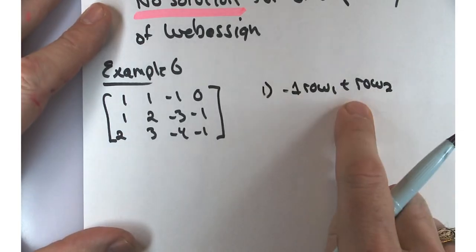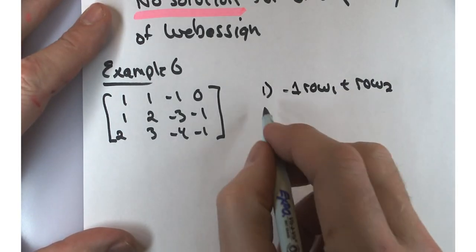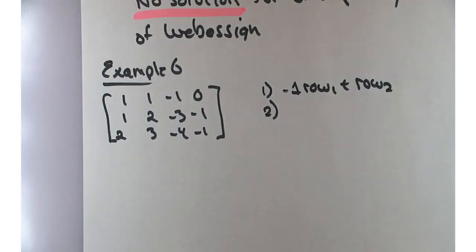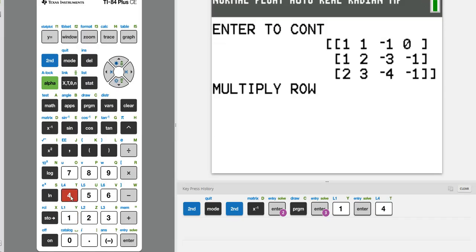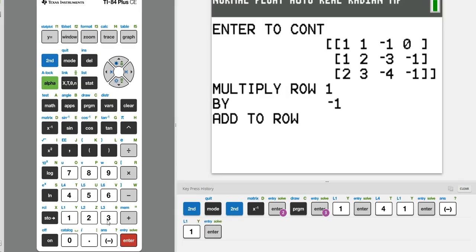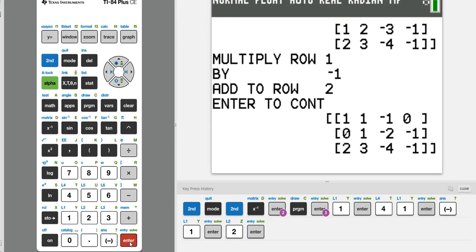It's very helpful for me to see this from you. It's a lot easier to grade than watching you do this stuff by hand. So let's do that. Choose option number 4. Multiply row 1 by -1 and add it to row 2. Looks great.